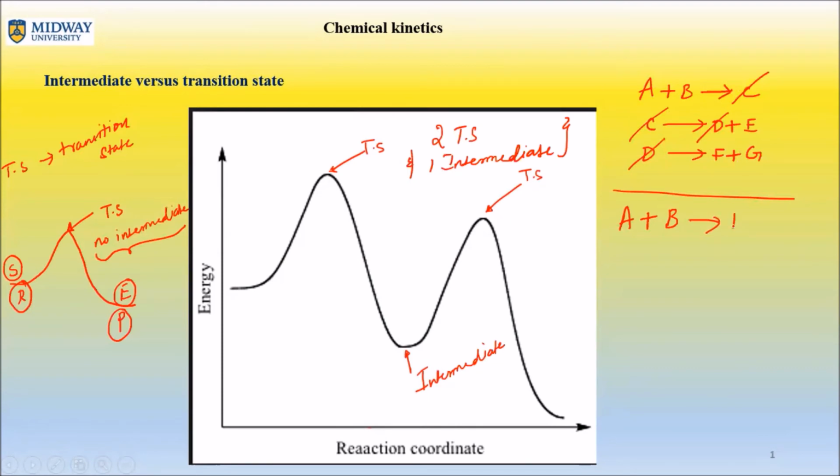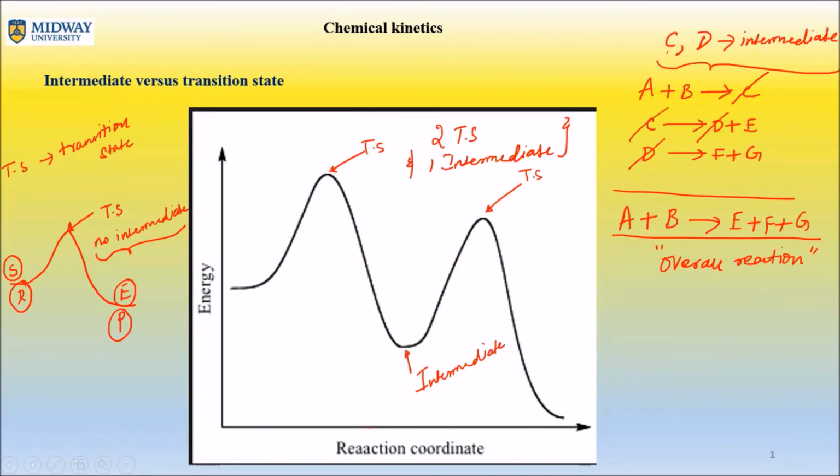Okay, so A plus B going to E plus F plus G. This is the overall reaction. I'm trying to kill three things in one so I can keep the video time to the minimum. This is how you write overall reactions. So C and D are intermediates. Whichever ones you can cancel out are usually the ones that are called the intermediates. See how simple this concept is?